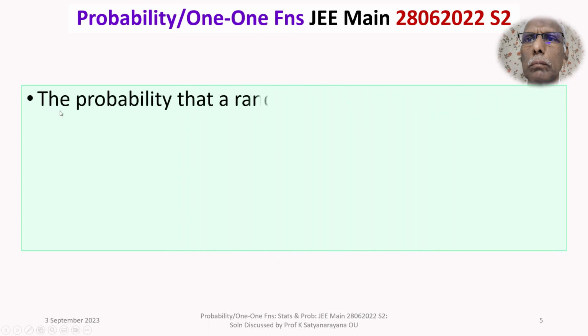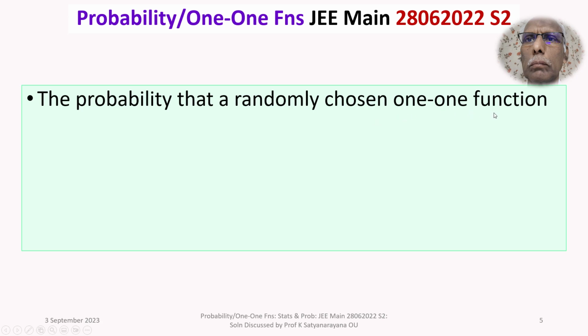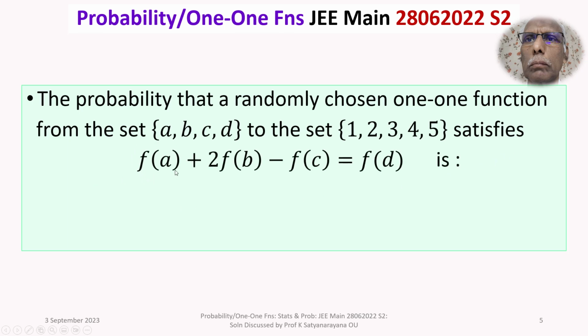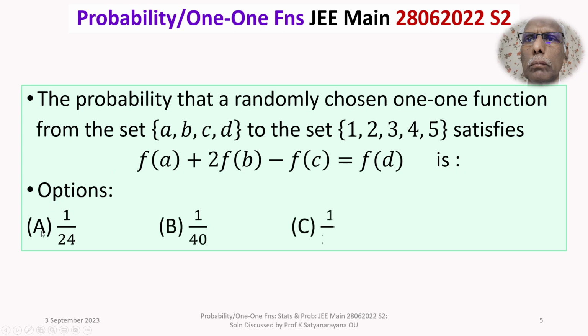The given question is: the probability that a randomly chosen one-to-one function from the set consisting of a, b, c, d to the set consisting of 1, 2, 3, 4, 5 satisfies f(a) + 2f(b) - f(c) = f(d) is. We are given 4 options. Option A 1 by 24, option B 1 by 40, option C 1 by 30, option D 1 by 20.